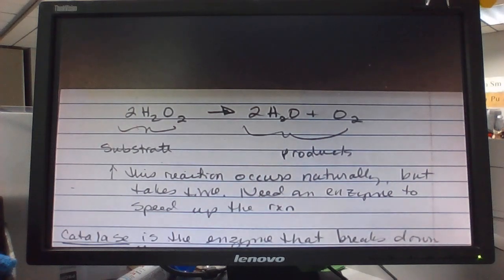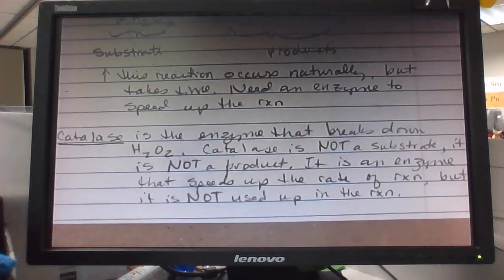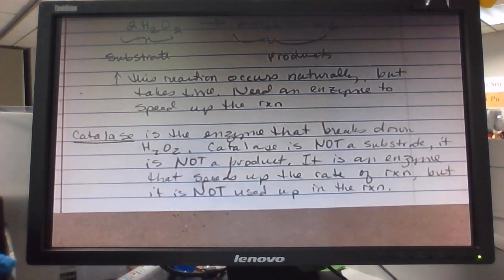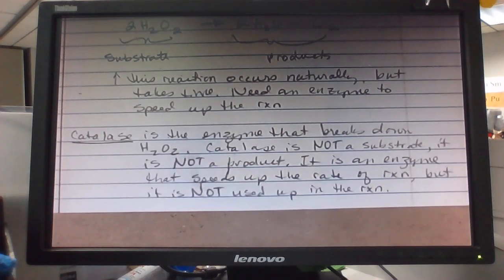So the enzyme of importance here is catalase. Catalase is the enzyme that breaks down hydrogen peroxide. Catalase is not a substrate. It's not a product. It's an enzyme. It's just a molecule, a protein, that speeds up the rate of reaction, and it's not used up in the reaction.